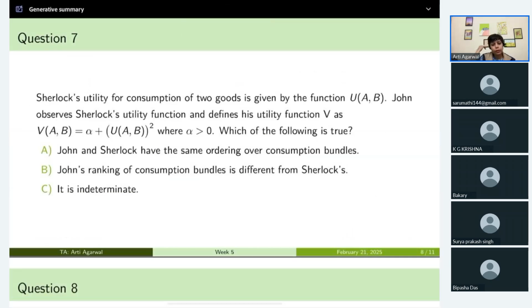Okay, so let's move on to a slightly different aspect of the utility function. Sherlock's utility for consumption of two goods is given by the function u(a, b), where a and b are the two goods. And John observes Sherlock's utility function and defines his own utility function as V(a, b) equal to alpha plus u(a, b) whole square, where alpha is a positive constant. So in this case, which of the following will be true?